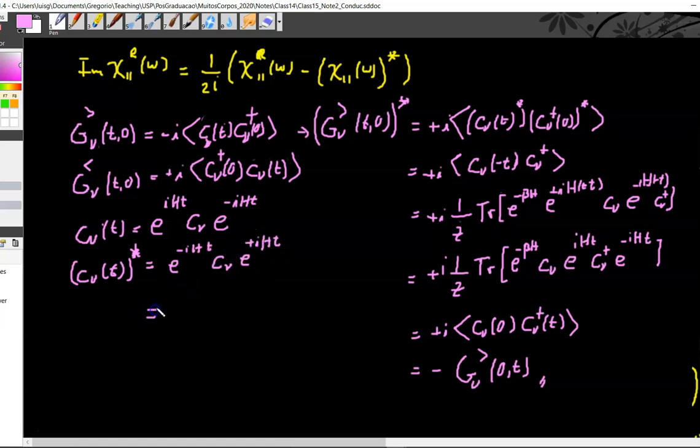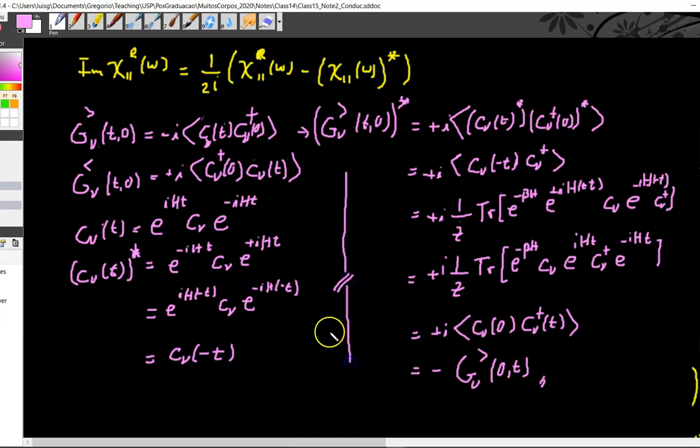And what I get at the end is simply this, e^{iHt} C_ν e^{-iHt} at minus t. So this is C_ν at minus t. Okay? All right. So we know how to take the complex conjugate, not the dagger. So let's take the complex conjugate of this guy then, G greater. If I take the complex conjugate, of course, this i will change sign. So that's what I have here.